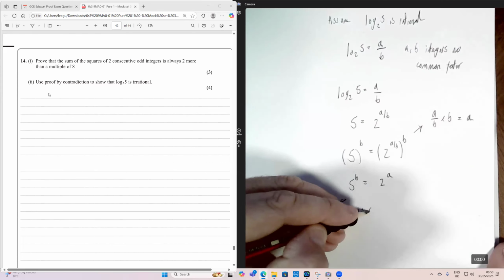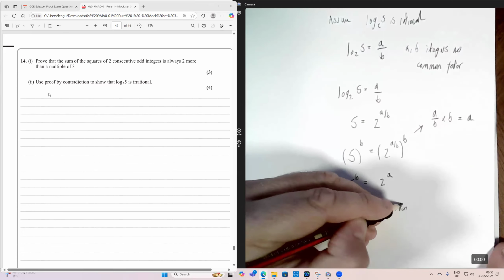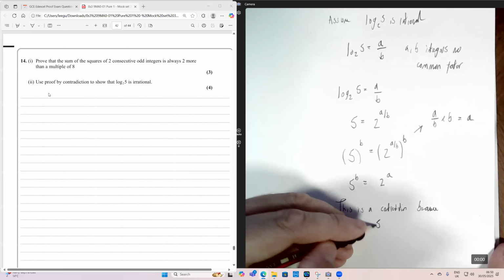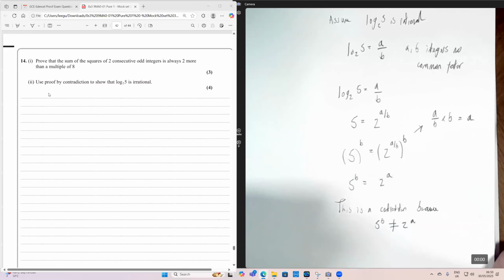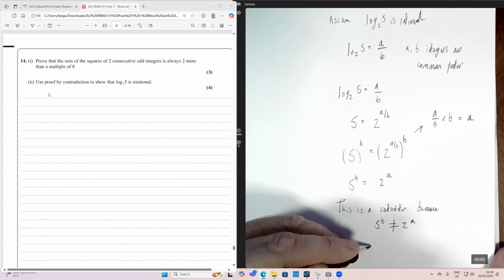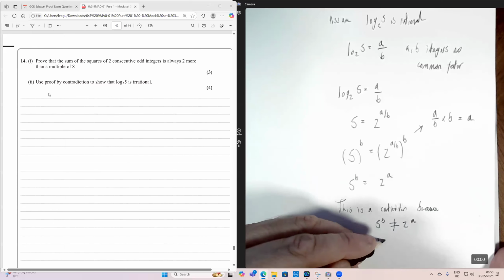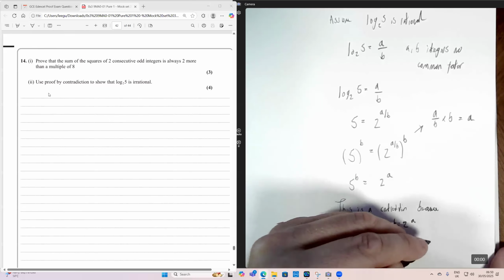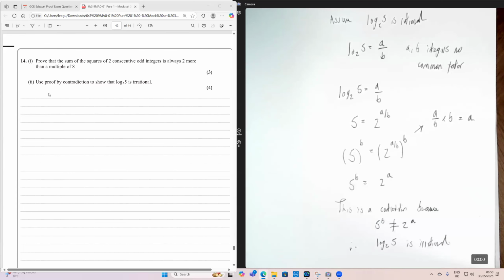This is a contradiction because 5 to the b is never going to equal 2 to the a. And therefore we can say that log base 2 of 5 is irrational. Now, I really like that one. I think that's quite interesting.